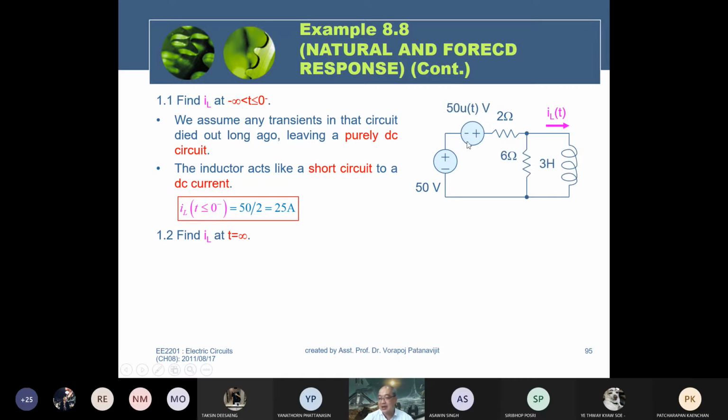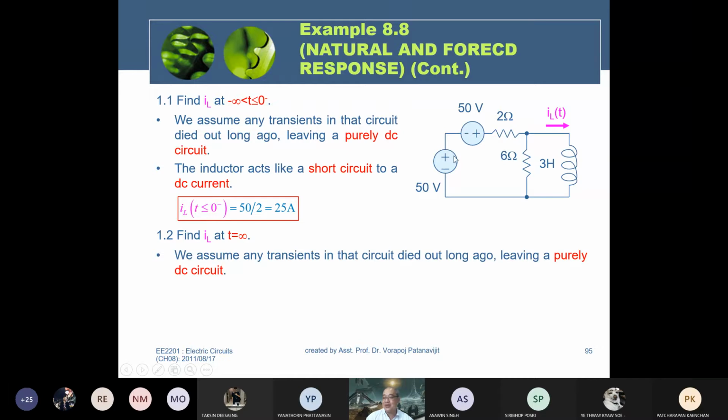In this case, you can see that at time greater than 0, another source is activated, on the same side. The source becomes bigger, from 50 volt to 100 volt. And if the source has already charged the circuit for a long time, the inductor performs like a short circuit. Therefore, we assume any transient in that circuit died out long ago, leaving a purely DC circuit, and the inductor acts like a short circuit to the DC current.